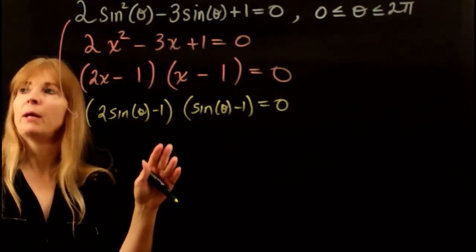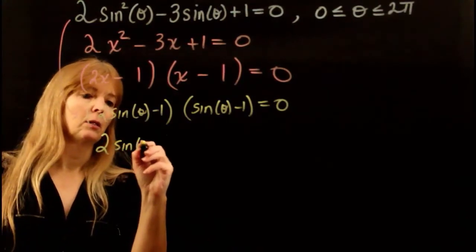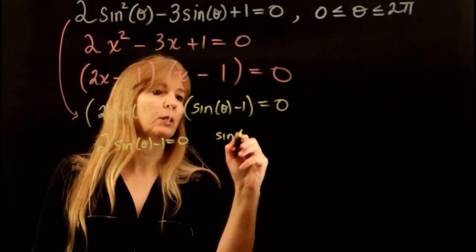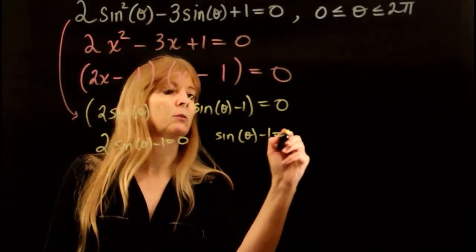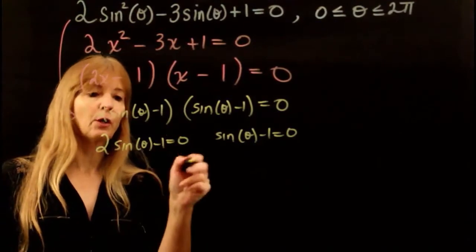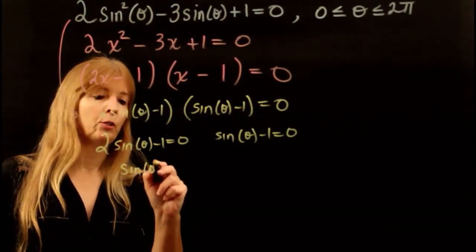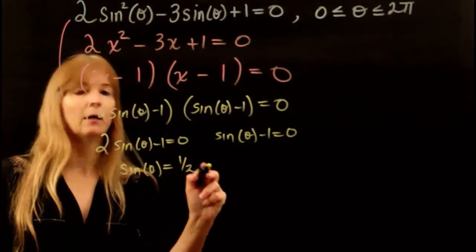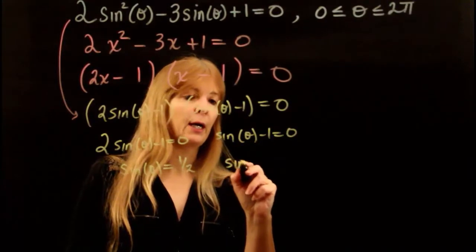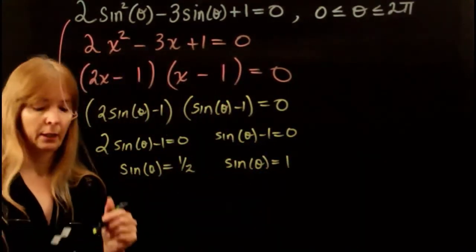Solving. And so now what I do is I set both of these equal to 0. So both factors equal to 0. Minus 1 equals 0. And then I solve for sine. So if I move the 1 to the other side and then divide by 2, this one becomes sine of 1/2. This one, I move the 1 to the other side, and that becomes sine of 1.